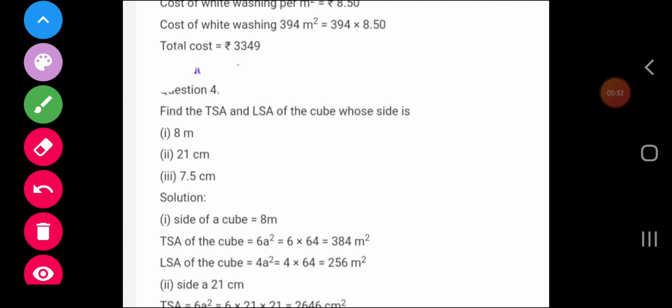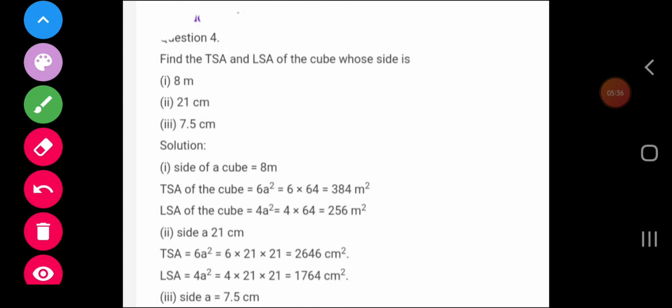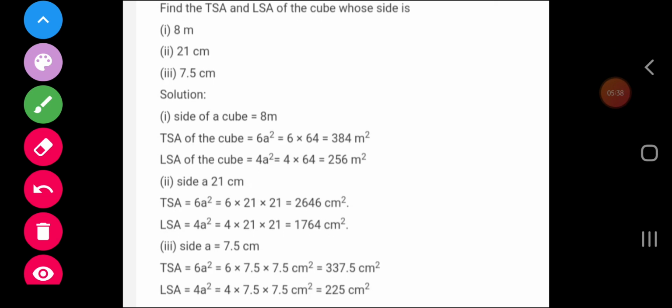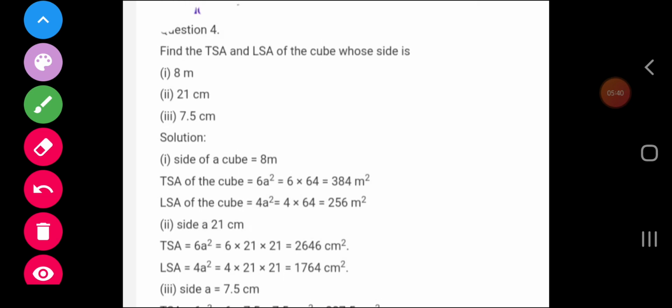Next, question number 4. Find the TSA and LSA of the cube whose side is 8 meter, 21 centimeter, 7.5 centimeter. TSA of a cube, the formula is 6a square. LSA of a cube, the formula is 4a square. First we will take the first subdivision, 8 meter. 6 into a square, which is 8 square. So 8 square value 64. So 6 into 64, the value is 384 meters square, which is TSA.